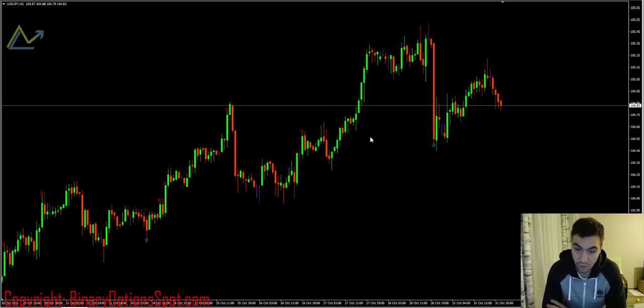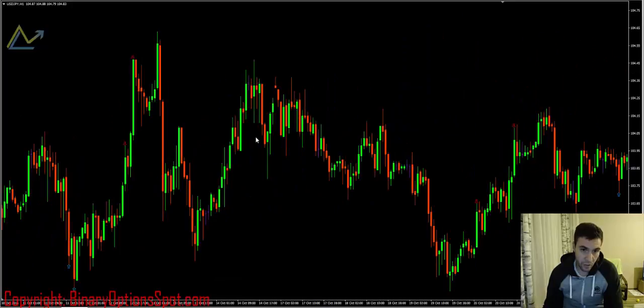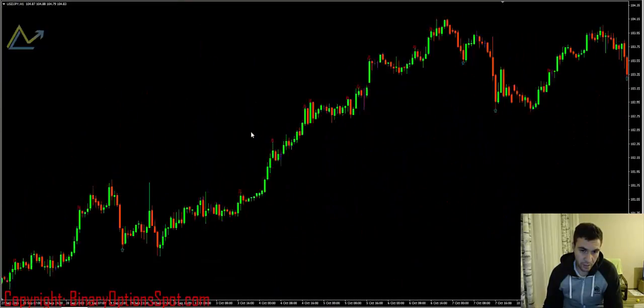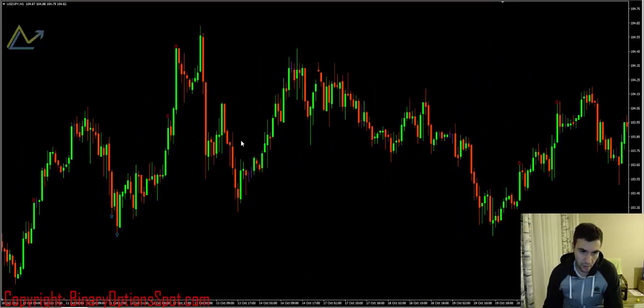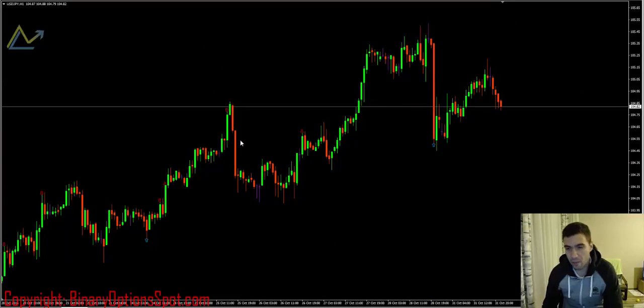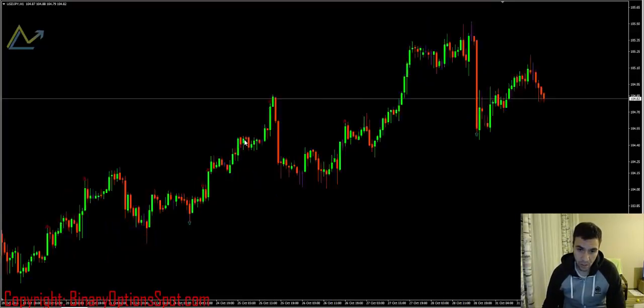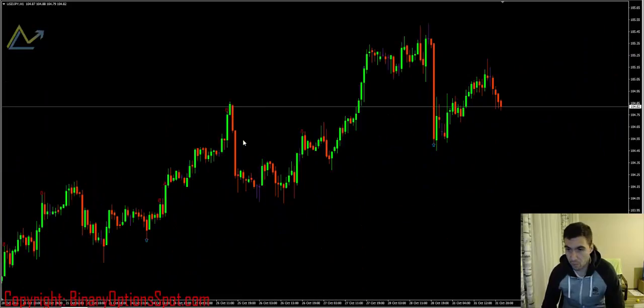I'm going to be talking about divergences and how you can use them in your trading sessions. So first, this is a regular USD JPY chart. It should do the work. I haven't taken a look at the chart before, but divergences are pretty common and can be found pretty easily, so we should not have any problems finding some today.